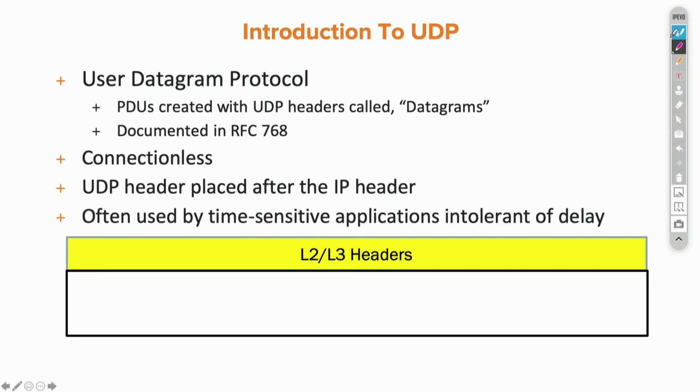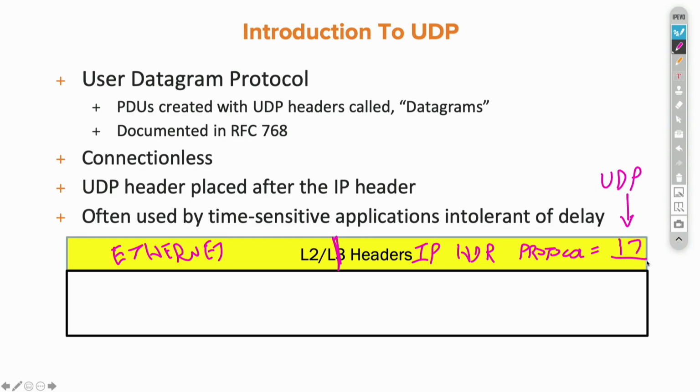So if we just sort of imagine this, this might be our Ethernet headers, if we're running on Ethernet at layer 2. This might be our IP header. Now in the IP header we had the protocol field, and the protocol field is going to have a number that's going to indicate it's carrying UDP, which is going to be the number 17. So IP protocol value 17 says what comes next is a UDP header.